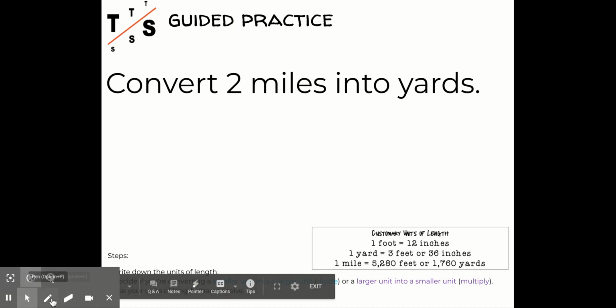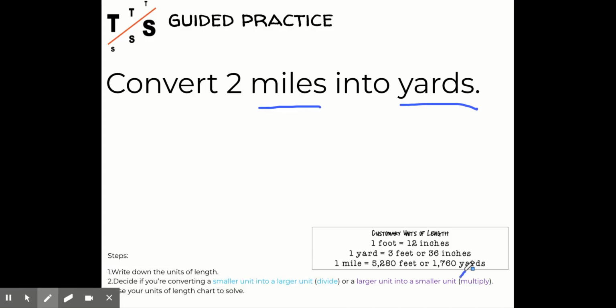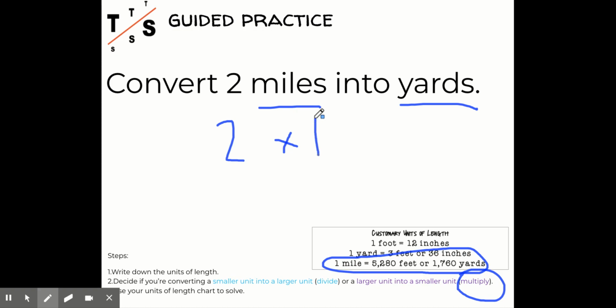2 miles into yards. I'm going from large to small, which means I'm going to be multiplying. I go down here and I see my mile to yard conversion. I'm going to be multiplying 2 times 1,760. When I multiply those two together, I get 3,520 yards.